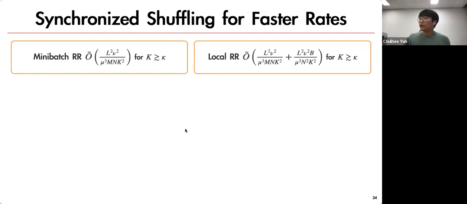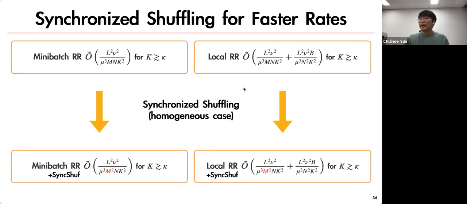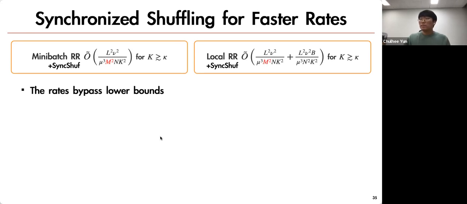Okay, let me show you how this synchronized shuffling can further speed up the algorithm. If you apply synchronized shuffling for these 2 algorithms, you can see a speed up here. The factor of m in the denominators is now a factor of m squared.